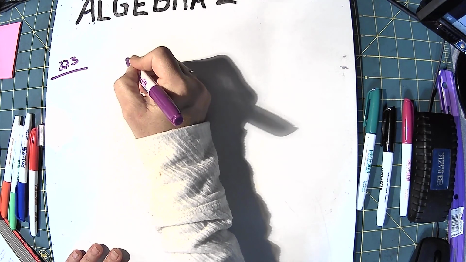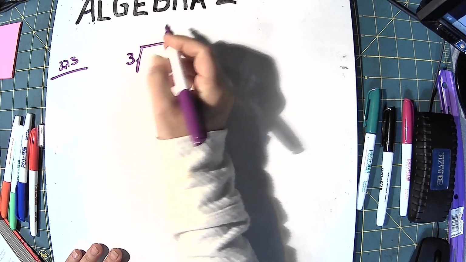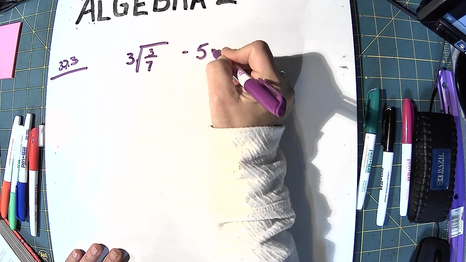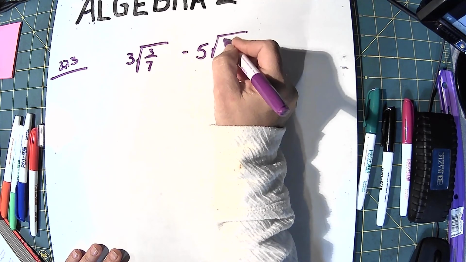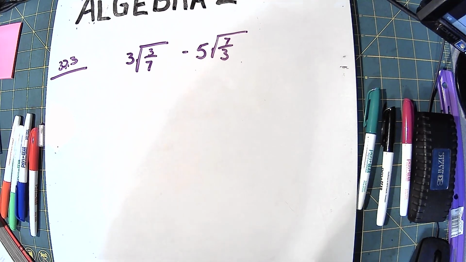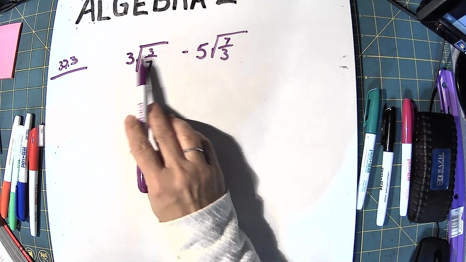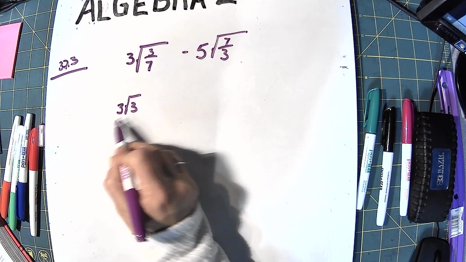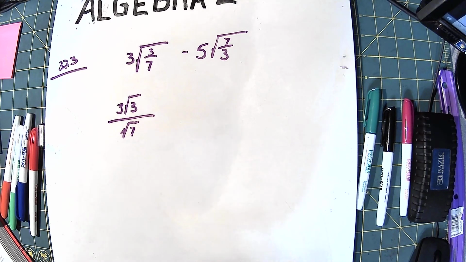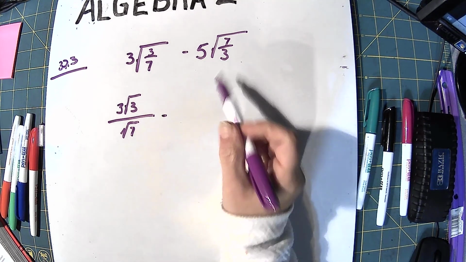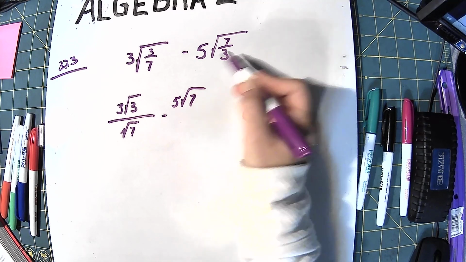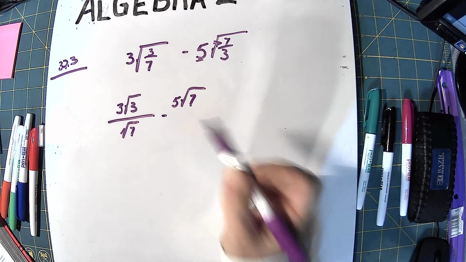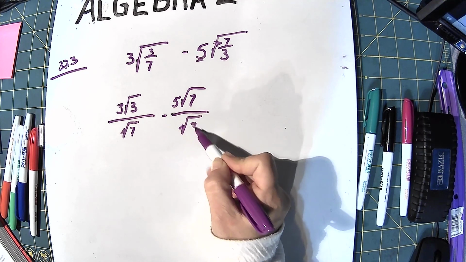This one has 3 times the square root of 3 over 7 minus 5 times the square root of 7 over 3. On these, when we separate these out, our whole number is going to stay attached to the top of that fraction. So it's going to be 3 times the square root of 3 over the square root of 7, minus 5 times the square root of 7. I'm just attaching this whole number to this top right here, not the numerator of the fraction, not the denominator. And I'm left with the square root of 3 right there.